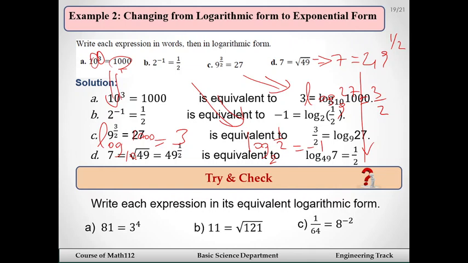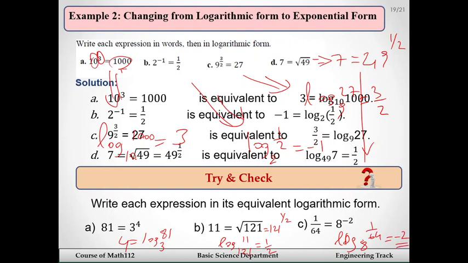Now let's do the logarithm here. So we say log base 3 of 81 is 4. Log base... So what is this? 121 to the 1/2 power. So it will be log base 121 of 11 is 1/2, and then log base 8 of 1/64 is the power. It's -2.